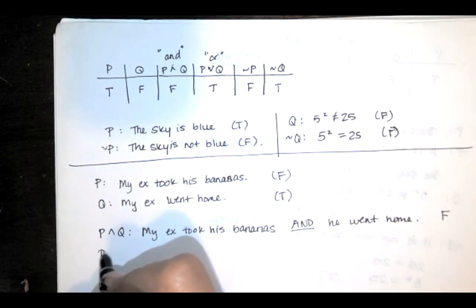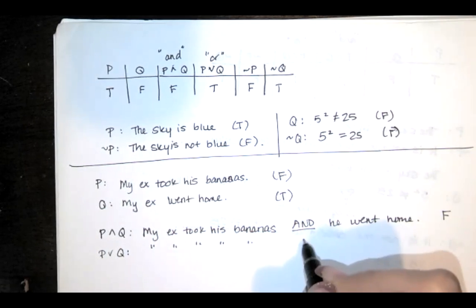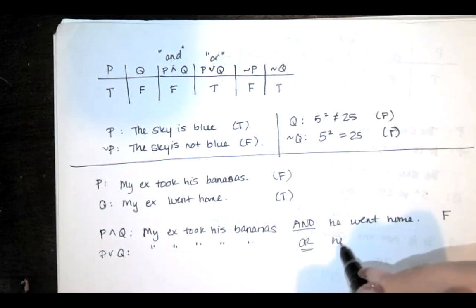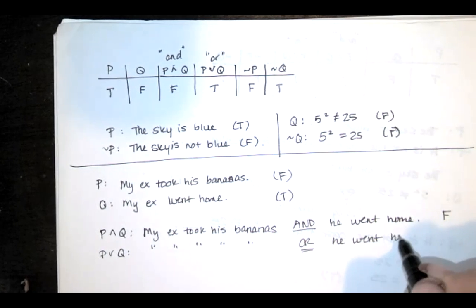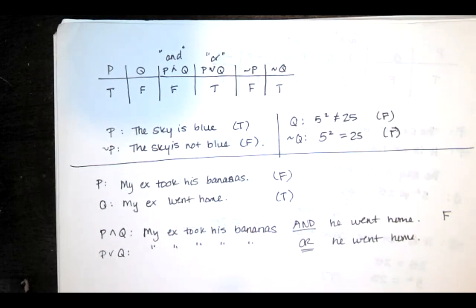Now let's change it up a bit. What if we had an or statement there? My ex took his bananas or he went home. Now remember, with an or statement, either one of these is true or both of them are true. Since one of these is true, this is true. The or statement is true. So for the and statement, both of them have to be true for the whole statement to be true. For the or statement, one of them has to be true for the whole statement to be true.